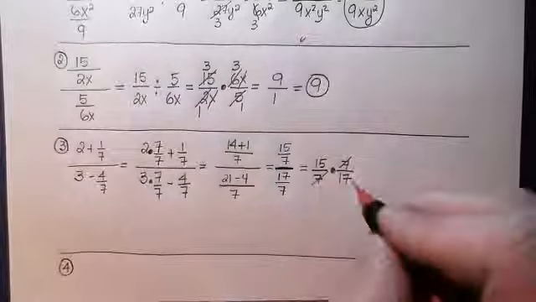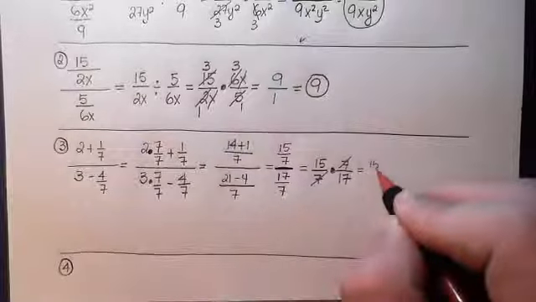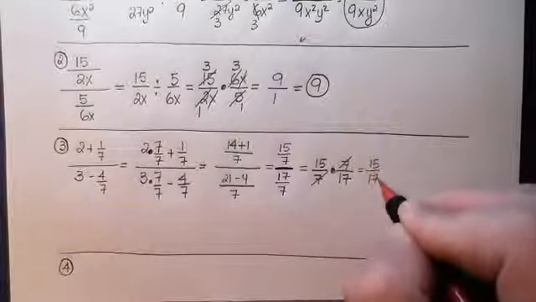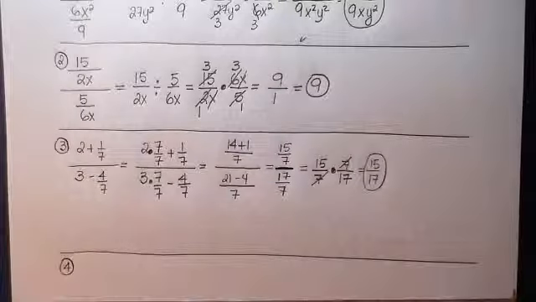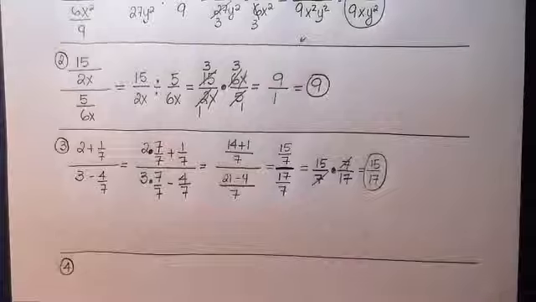So the 7 goes away, and I'm left with 15 over 17. And that will be my answer for this problem. Alright, let's go to the next problem.